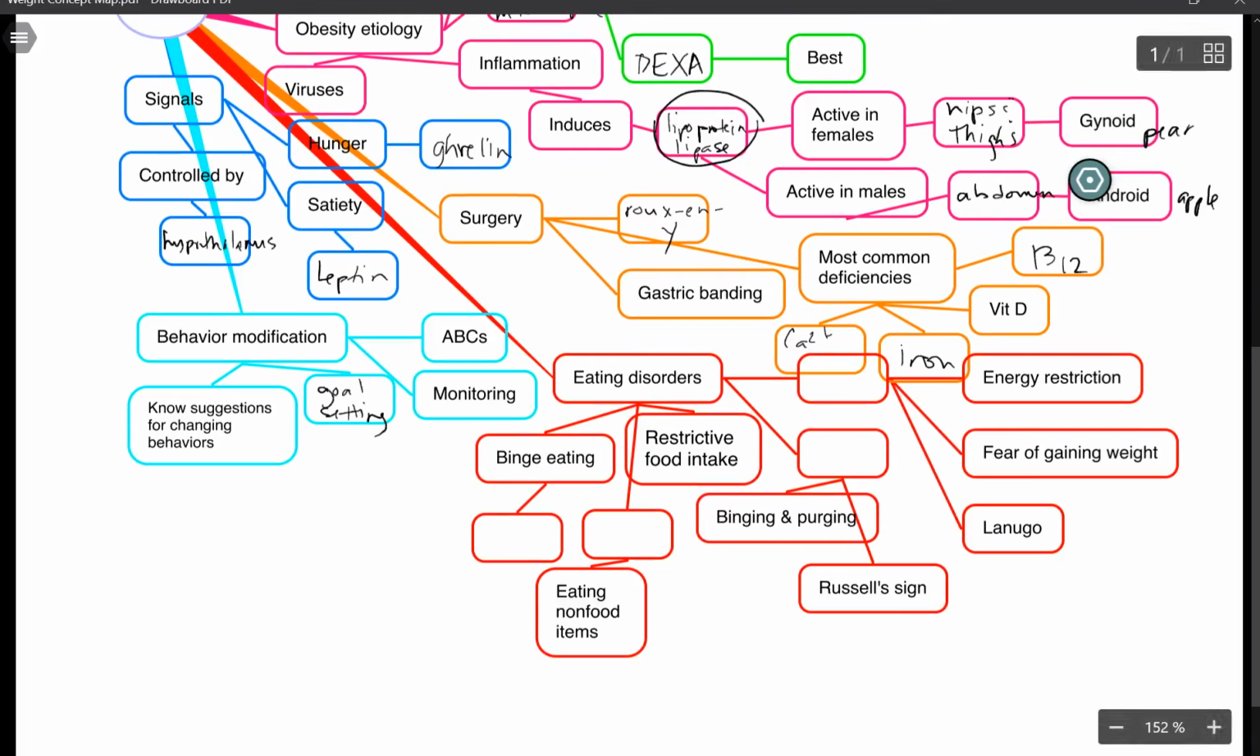And last but not least, we had eating disorders that we had talked about. Some of the most common ones involve severe energy restriction, fear of gaining weight, and they get that downy coating called lanugo on them. That's your anorexic patients, so anorexia nervosa. Patients that have frequent binging and purging episodes, which can also show up as Russell's sign, where they have calluses on their knuckles from recurrent purging, sticking their fingers down their throat. This is called bulimia nervosa.